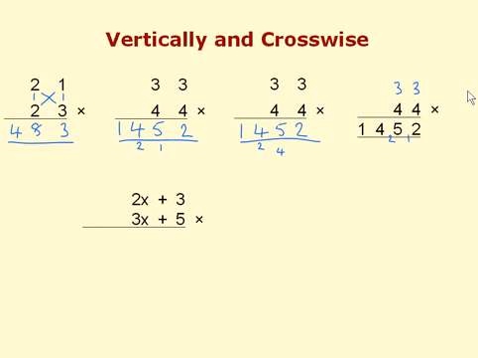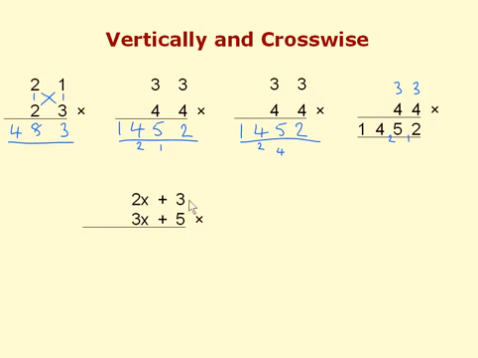The same thing applies for multiplying algebraic expressions. In the conventional system, you have a different method for multiplying numbers as you have for multiplying algebraic expressions. But we're going to use exactly the same pattern to multiply 2x plus 3 by 3x plus 5.